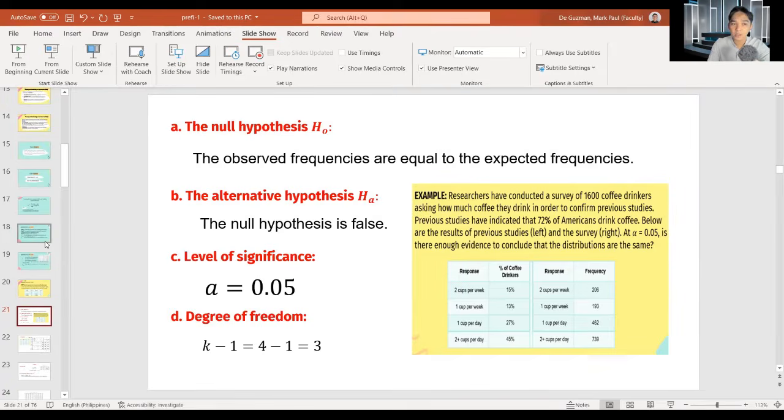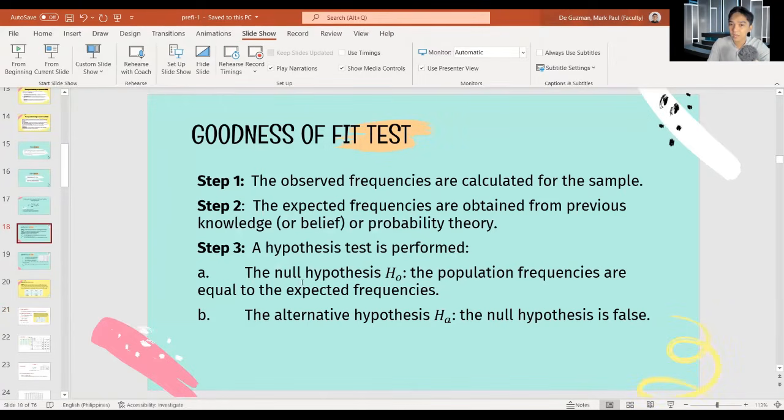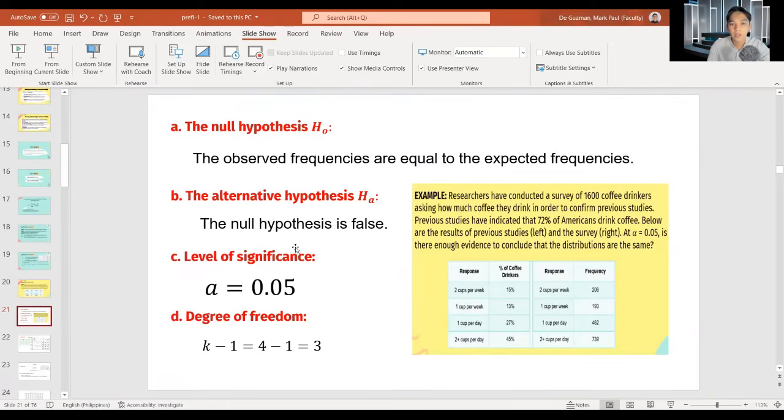Null hypothesis. So, ganun lang din. Kopyahin lang din natin yung null hypothesis natin. Negate natin yung alternative hypothesis natin. We're just going to negate the null hypothesis. So, the null hypothesis is false.